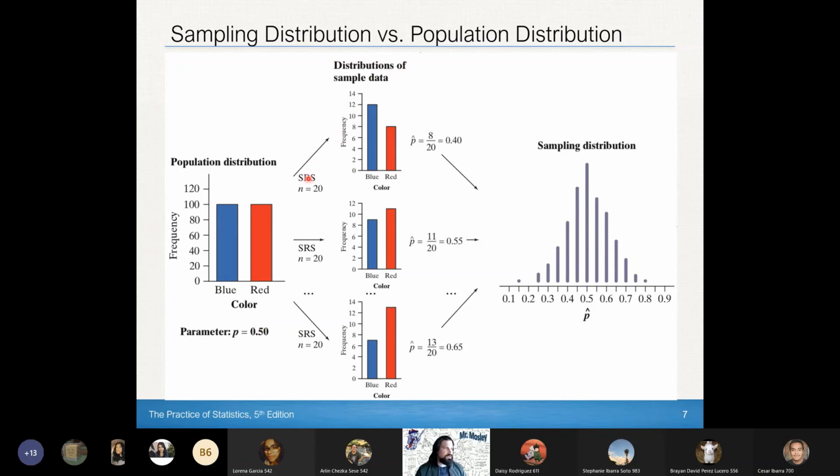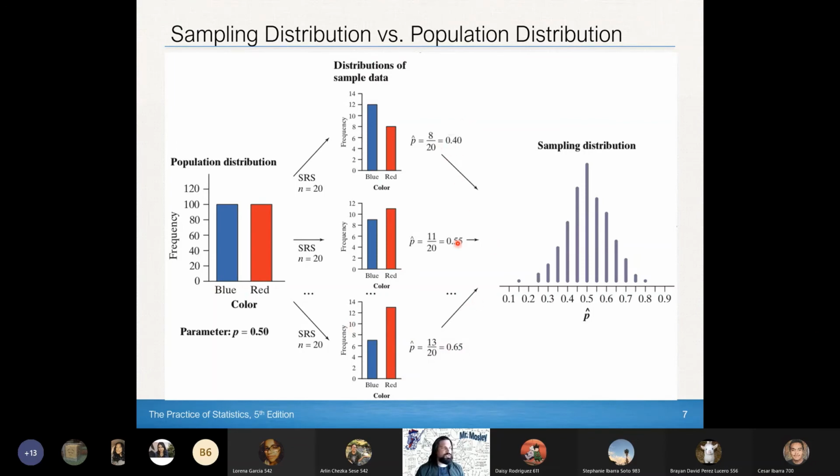We do a simple random sample. Our sample is of size 20. Right? In this sample, we get the following results. We get a probability of red being 0.4. And that is p hat because it's a sample probability, sample proportion. This random sample, again of size 20, yielded a different p hat, 0.55. This one is another one, different p hat, 0.65.